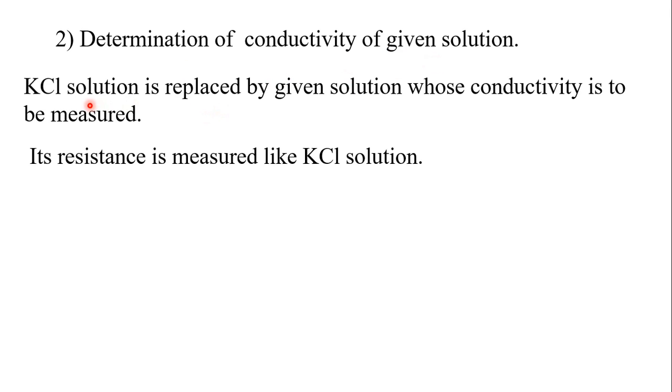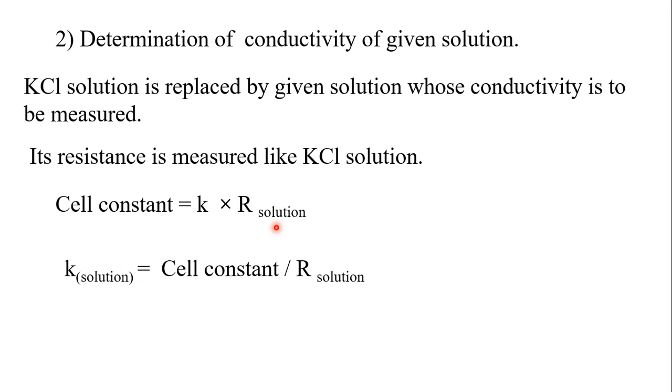Once you calculate the cell constant, the KCl solution is replaced by the given solution whose conductivity is to be measured, and its resistance is measured in the same way as that of the KCl solution. And from that, as you know, cell constant is equal to conductivity into resistance of solution. So the conductivity of the solution is equal to cell constant divided by resistance of the solution. Using this formula, the conductivity of the given solution is calculated.